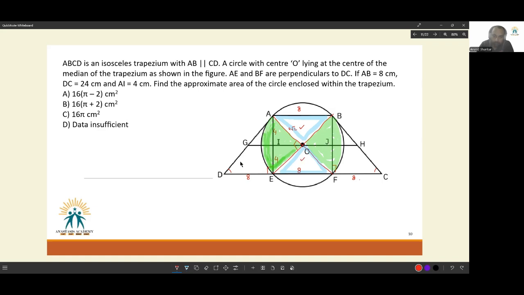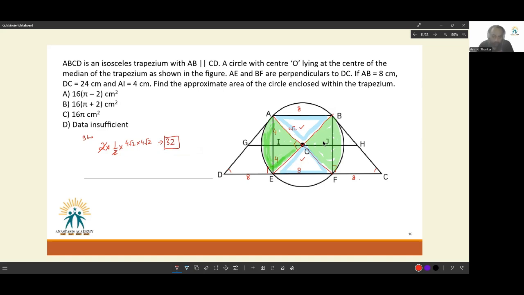So area of these two will be 2 into half into 4 root 2 into 4 root 2. These are the two blue regions, which will give me 32. This is the area of these two triangles.